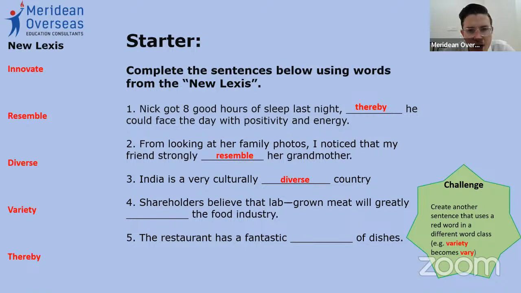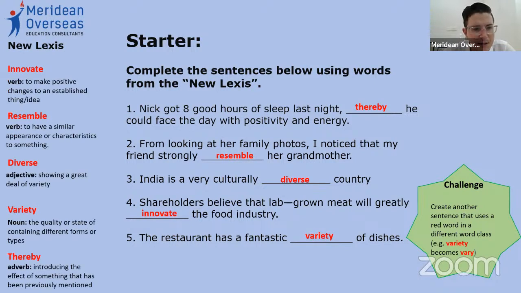And number 4, shareholders believe that lab-grown meat will greatly innovate the food industry. So obviously, lab-grown meat is something that people are investing a lot in. It's still food, so it's not like it's inventing a new thing, but it is definitely innovating how people create food. And finally, number 5, the restaurant has a fantastic variety of ideas, because there's the definitions there for you.